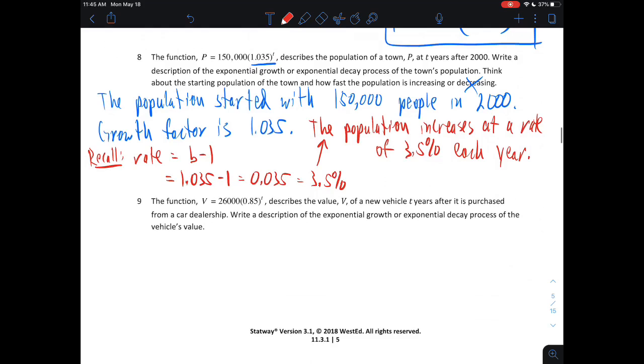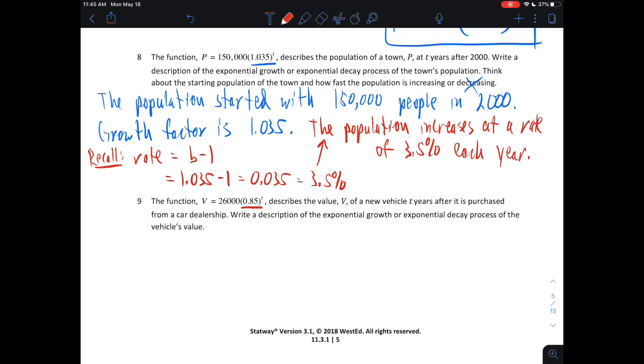Number 9, the function capital V equal to 26,000 times 0.85 to the t power describes the value capital V of a new vehicle t years after it is purchased from a car dealership. Write a description of the exponential growth or decay process of the vehicle's value. This is very similar to the previous example, but now we're looking at decay. How do we know that this is decay? Take a look at the factor, 0.85. That is telling us that we have a decay factor.